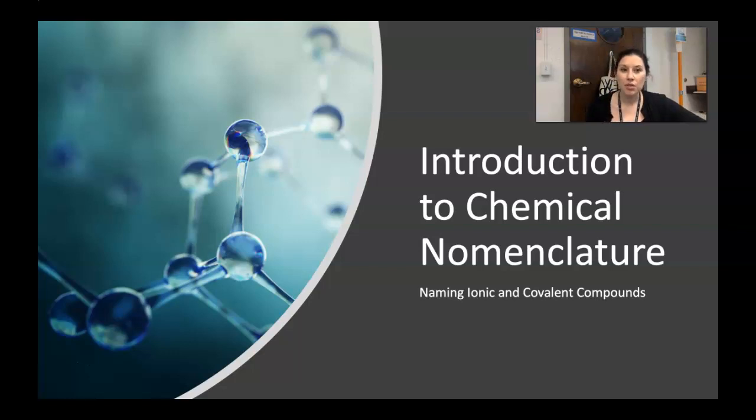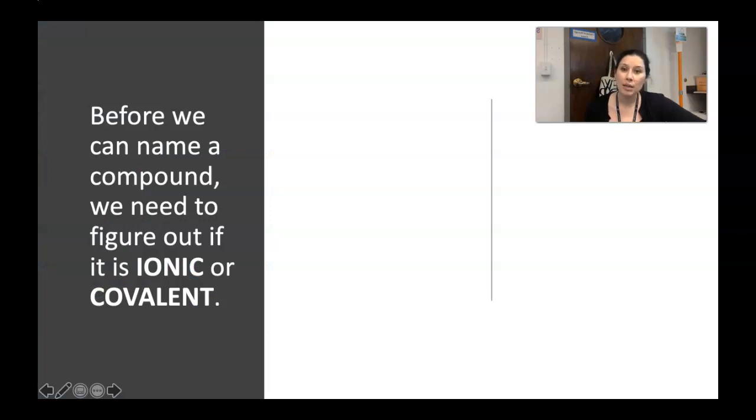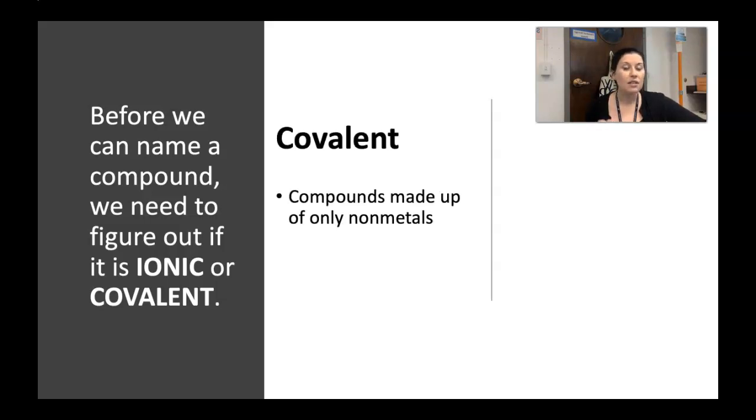Make sure you've got your notebook ready and you have space to take notes. Before we can name a compound, we have to figure out if it is an ionic compound or a covalent compound. It's easy to distinguish these. You really just have to ask yourself one thing: is there a metal? A covalent compound is a compound made up of only nonmetals. So things like CCl4, N2O5, PF3, those are all covalent compounds. I don't see a metal in sight.